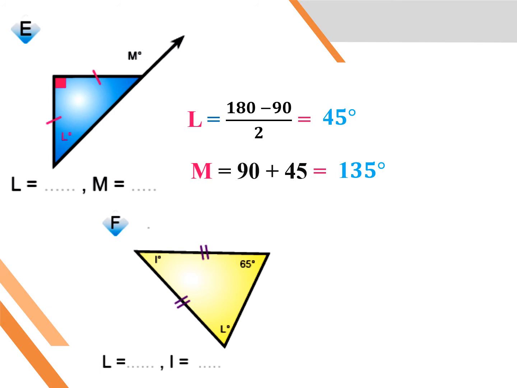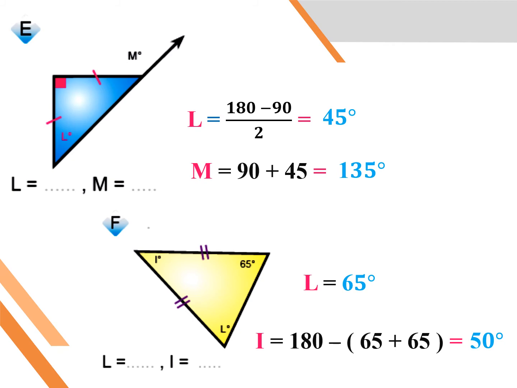The last one here, I want angle L. What is the meaning of L? This is the isosceles triangle, so the base angles are equal. L equals 65. It's easy. And what about I? How to find the vertex? To find the vertex, I write 180 minus (65 plus 65), which is equal to 50 degrees.